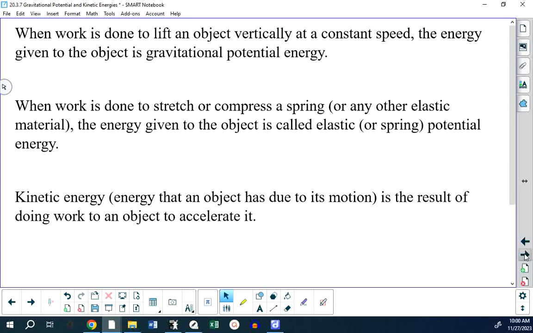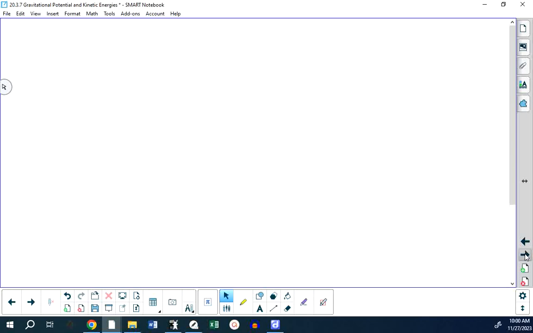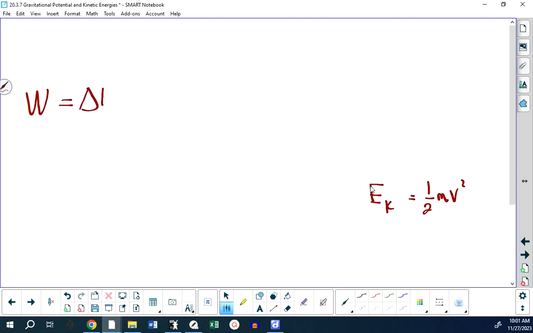Kinetic energy is the result of work done to an object in order to accelerate it. And I want to demonstrate to you where this formula for EK comes from. You already know this. Correct? Okay. But I've told you earlier that the work done in terms of kinetic energy is force times displacement, but it's the net force that produces the change in kinetic energy. And that means ma.